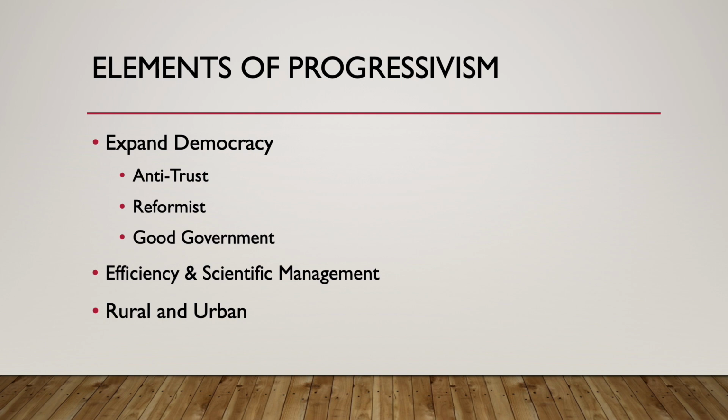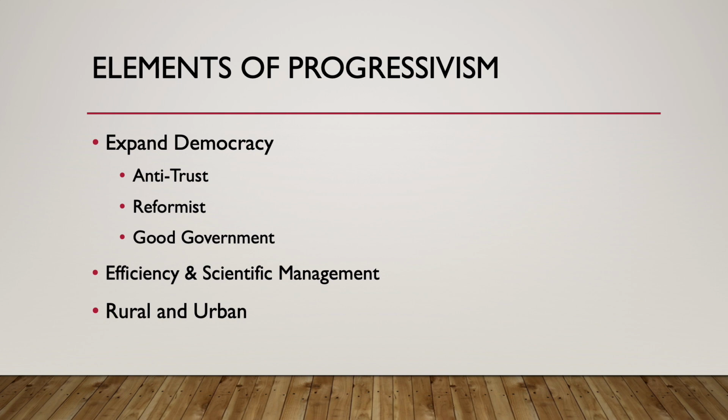So they were trying to figure out, how do you expand democracy? How do you get more people to vote? How do you get representation for many of these new types of people coming in? One of the things they didn't like were the trusts. The trusts were seen as anti-democratic. They were hurting small business and giving big business an unfair advantage.